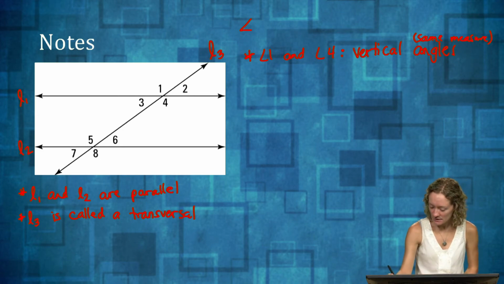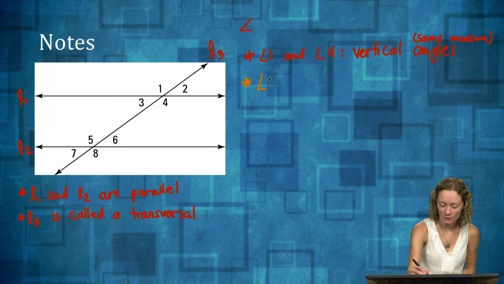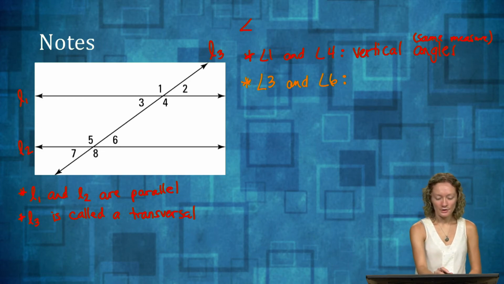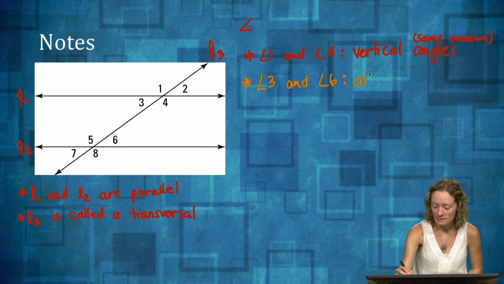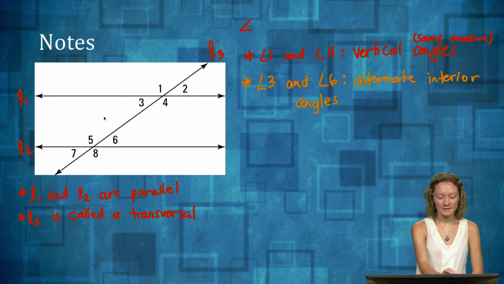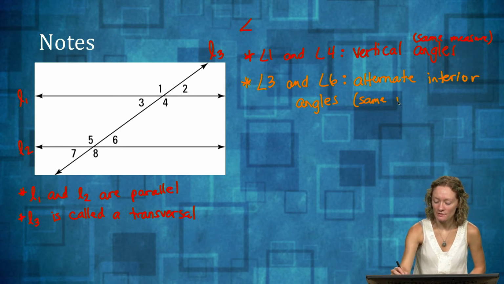Okay, the second named relationship, let's go orange, is between angle 3 and angle 6. I'm picking one example to give here. Angle 3 and angle 6. It's kind of a clunky name here. These are alternate interior angles. Alternate because they're on opposite sides of the transversal. Interior because they're between the parallel lines. And surprise, surprise, these two also have the same measure.